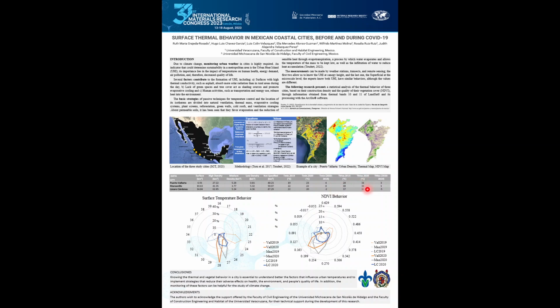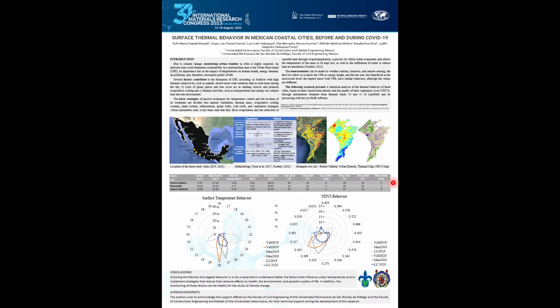The same sheet shows the maximum temperatures of the 2 years of analysis, and we can see that again Puerto Vallarta had an increase of 3 degrees Celsius, Manzanillo gained 1 degree Celsius, and Lázaro Cárdenas decreased by 5.